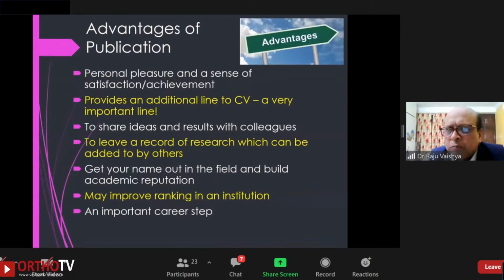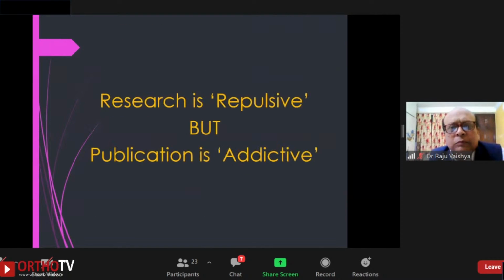It gives you personal pleasure and a sense of satisfaction and achievement. It provides an additional line to the CV, which is very important for the younger generation. It helps to share ideas and results with colleagues, and it leaves a record of your research which can be added to by others in future. It also gets your name in that field of research and builds your academic reputation. It may also help your institution in improving its ranking, and overall it's an important career step for you.